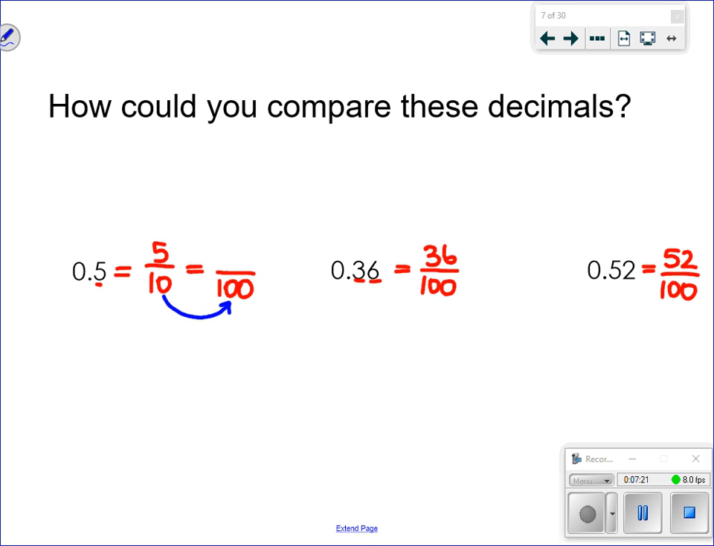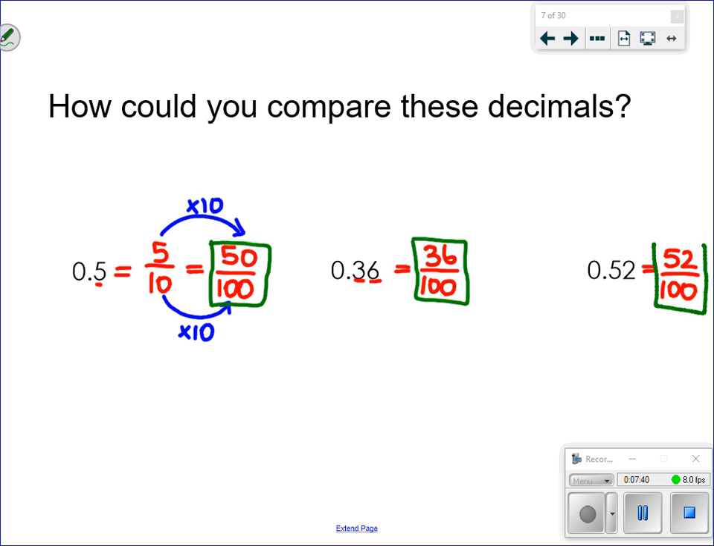What have I multiplied by? 10 times 10 is 100. So I do the same in the top, multiply by 10. 5 times 10 is 50. Okay, now I can compare, because I have 50 hundredths, I have 36 hundredths, I have 52 hundredths. Which one is the least? Well, 36 hundredths. So when I rewrite this as my final answer, I'm going to go back to the original form, though, which was the decimal form, 36 hundredths.